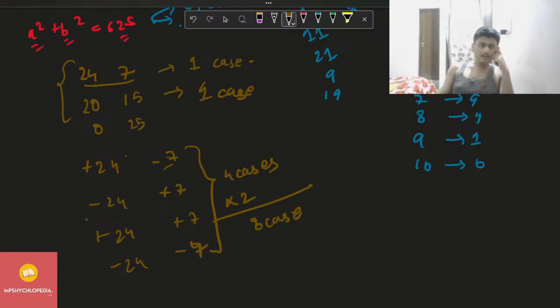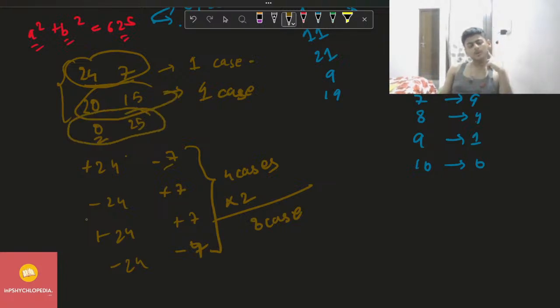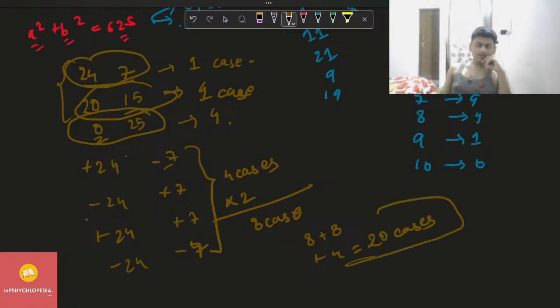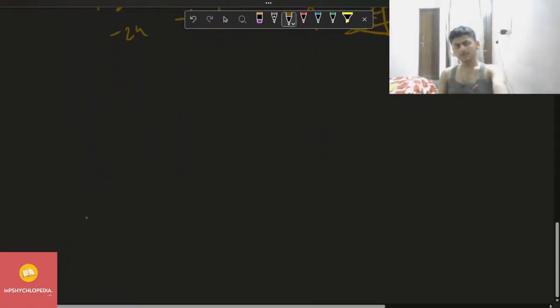So this will yield us 8 cases, this will yield us 8 cases, but since 0 does not have any positive or negative thing, this will give us only 4 cases. So that will be plus 25 minus 25, and on the opposite side plus 25 minus 25. So this will give us 4 cases. So 8 plus 4, 20 cases will be there in total. So yeah, this was an interesting question.